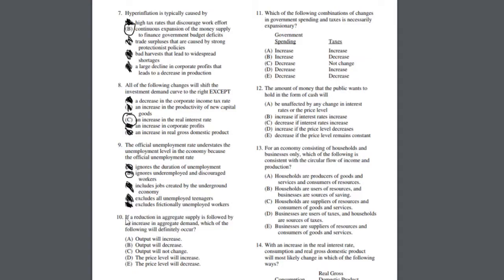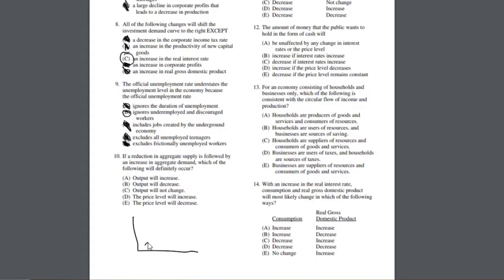10. If a reduction, I said 10 really quick, dude. I am so tired. If a reduction in aggregate supply, so decrease in short-run aggregate supply, is followed by an increase in aggregate demand. So let's draw this out here. This is going to be a pretty bad drawing, but whatever. So here's our short-run aggregate supply. Here's aggregate demand. So an increase in aggregate demand, so that's going to go there, and decrease in short-run aggregate supply. So this is price level. This is real GDP. On an FRQ, do not draw graphs like these.